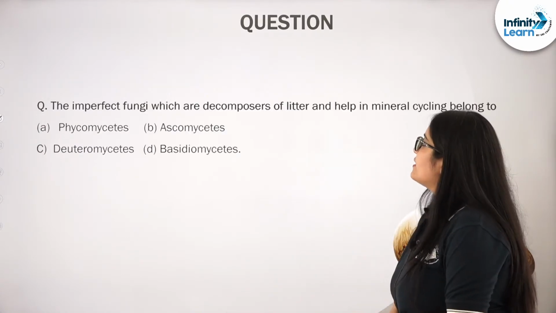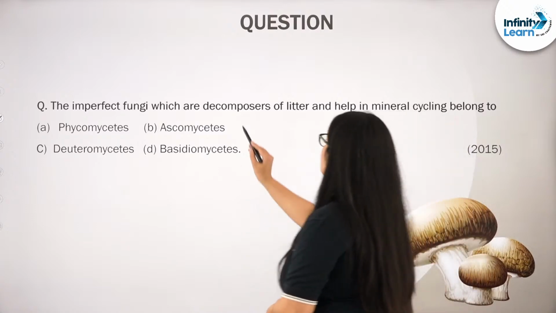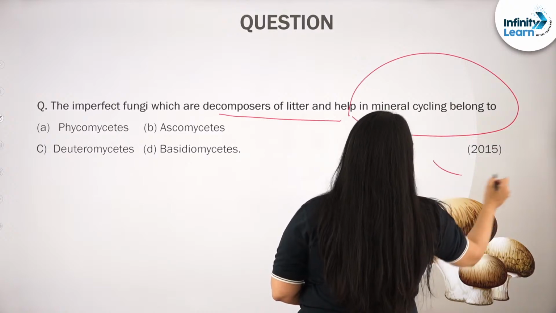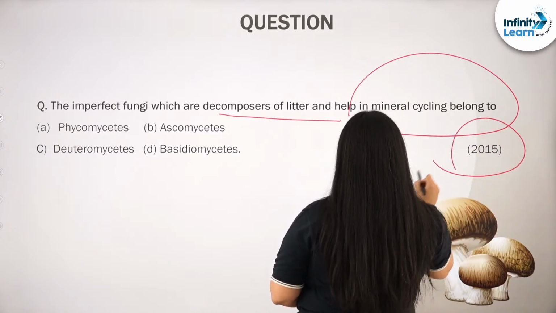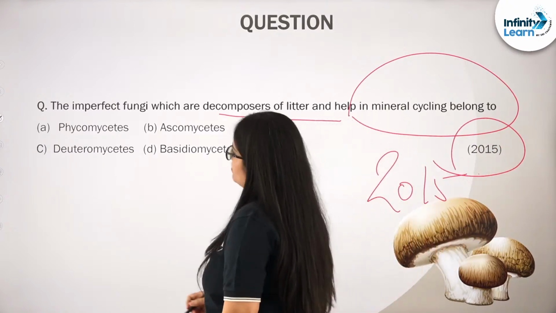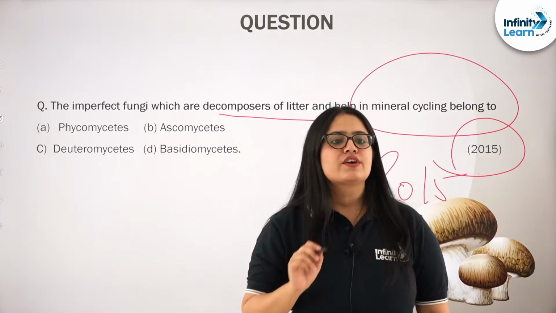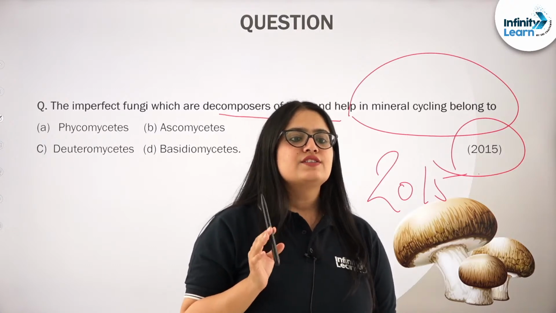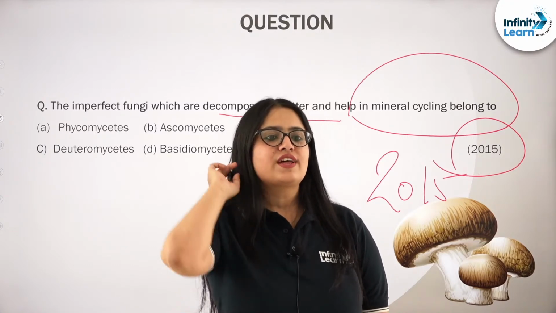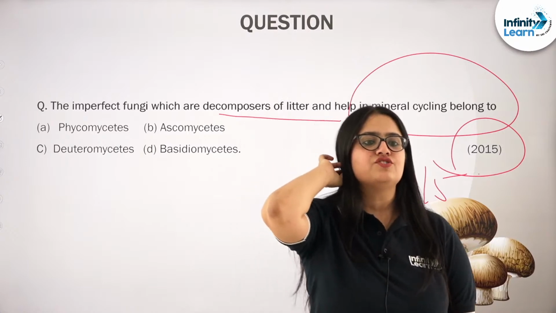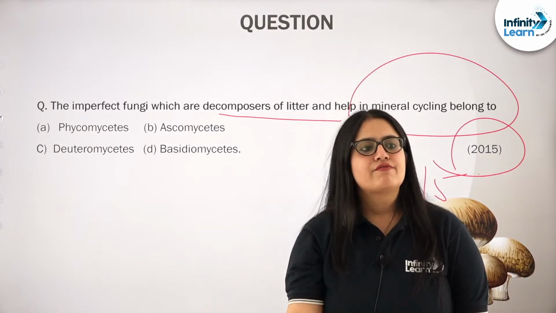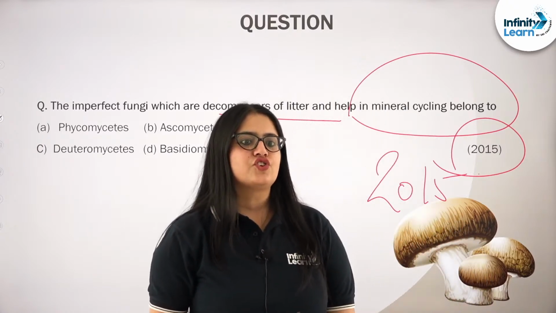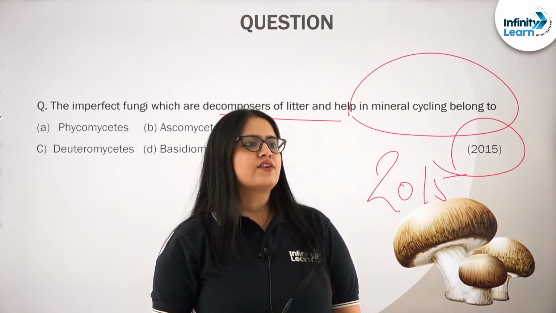Next question. The imperfect fungi which are decomposers of the litter and help in mineral recycling belong to. Question was asked in NEET 2015. Come on, give it a try, my kids. Everybody is going to give it a try. Yes, chitin was the right answer, but now the question has changed. Everyone, give it a try at least. The question has changed. What do you think is the right answer now?